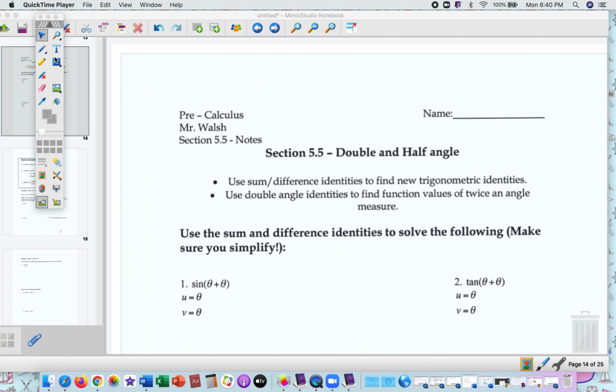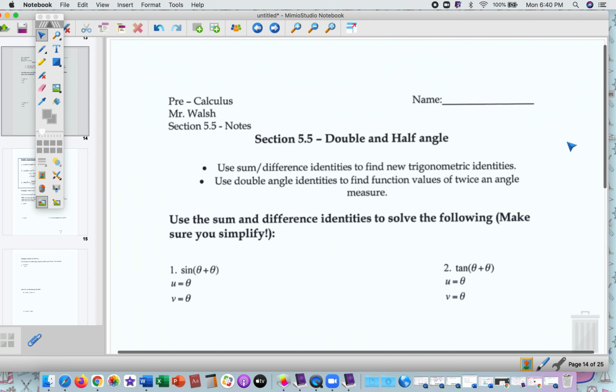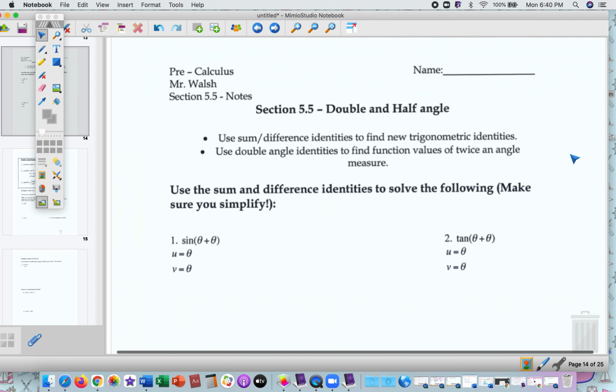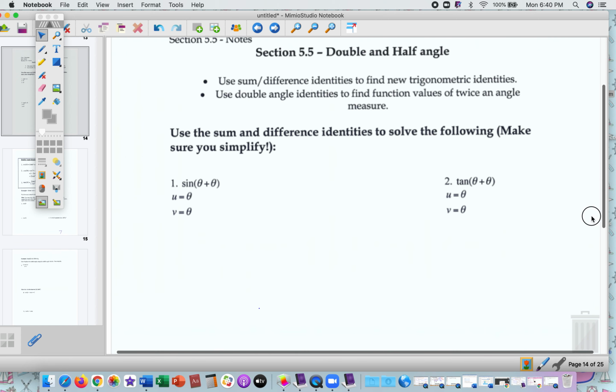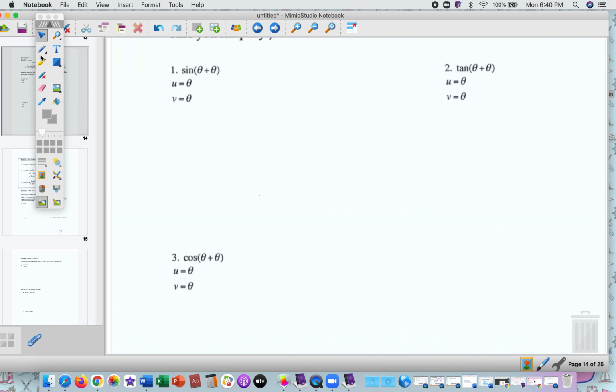and half angle. When we look at this page, it says use the sum and difference identities to solve the following. Make sure to simplify. Right up here, we see sine of u plus v, right? Theta plus theta. Now, we know that in here, theta plus theta is 2 theta. So sine 2 theta.